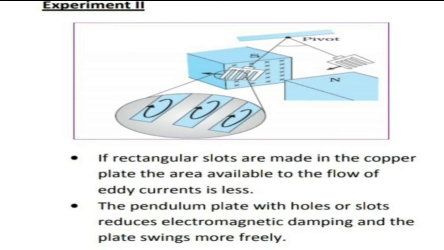If the slots are not there, very quickly the metallic plate will come to rest, and that's what we mean by electromagnetic damping. But when the slots are made, this electromagnetic damping decreases. So putting slots in the blocks of conductors which are exposed to a changing magnetic field is a method to decrease the eddy currents.